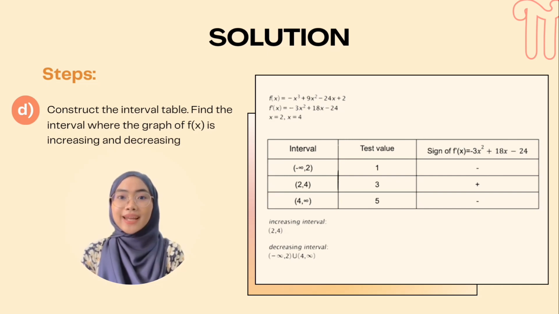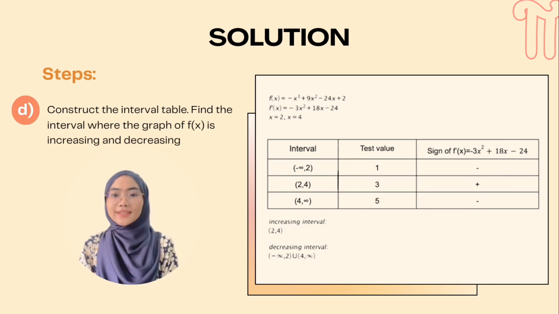So the intervals are negative infinity to 2, and for the test value we take 1. For the 2 to 4 interval we take 3. For the 4 to infinity interval, the test value we take is 5. The sign to calculate is f prime x equals negative 3x squared plus 18x minus 24. Hence, the increasing interval is 2 to 4, which is positive, and 4 to infinity is negative. Hence, the maximum point is (4, negative 14), while the minimum point is (2, negative 18).